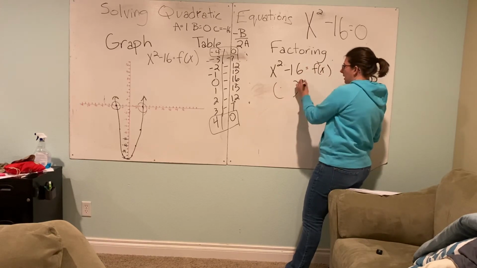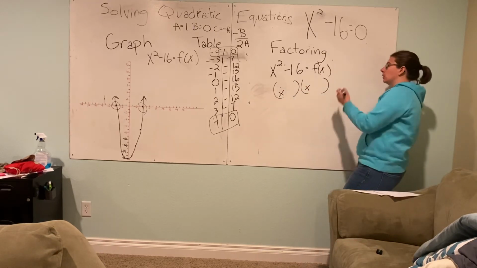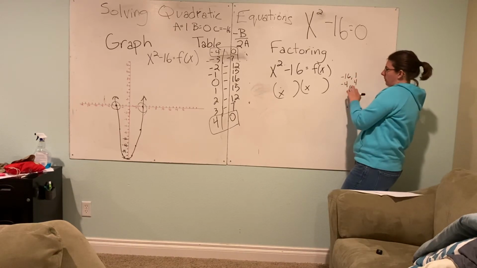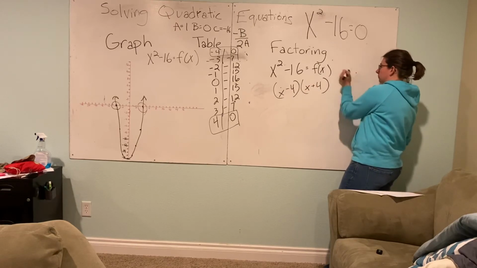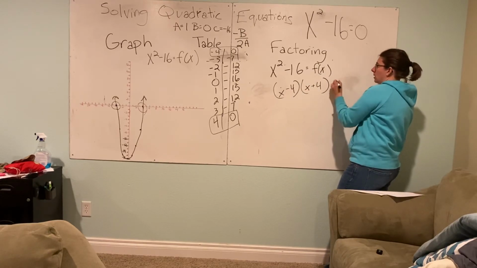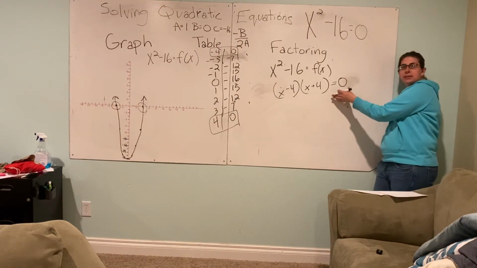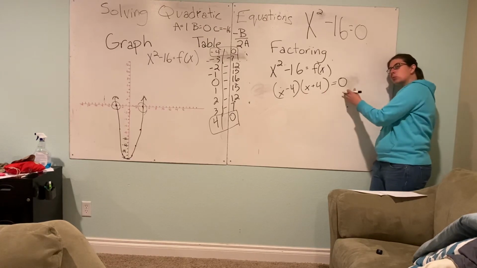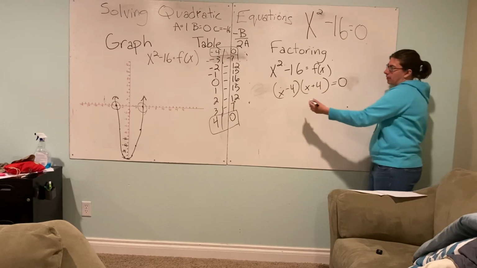So factors of -16, and since there's no middle term, they add up to be 0, right? So you've got like -16 and 1, we've got -4 and 4. When I add -4 plus 4, I'm going to get 0. So we're going to have x minus 4, x plus 4, and we're going to put in this 0. This is called the zero product property. If I can get either of these parentheses to equal 0, then I'm solving my equation, right? Then I'm finding the zeros on the graph or the x-intercepts.